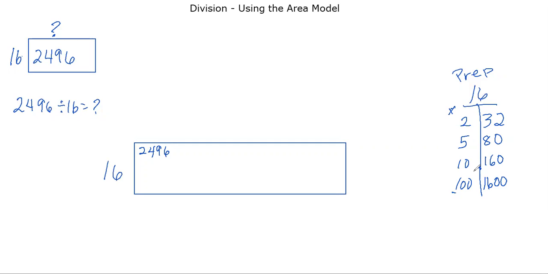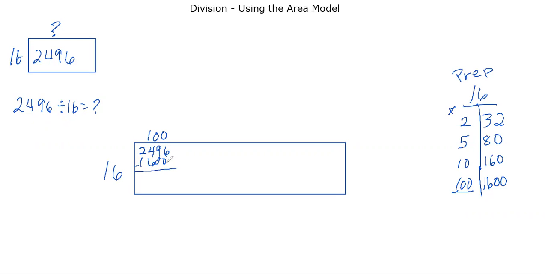All right, so 16 times what would give me pretty close to the 2,496? When we look at our T-chart, it's 100. So we're going to multiply that 16 times 100, which we know is 1,600.